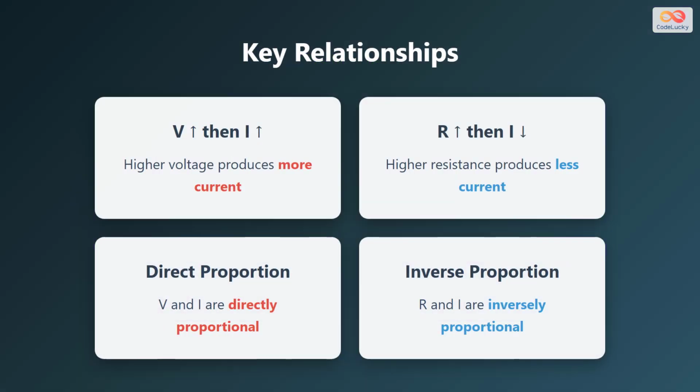Understanding the relationships between these variables is crucial. First, voltage and current are directly proportional. If voltage increases, current increases proportionally, assuming resistance stays constant. Second, resistance and current are inversely proportional. If resistance increases, current decreases proportionally, assuming voltage stays constant. These relationships help predict circuit behavior without doing calculations every time.